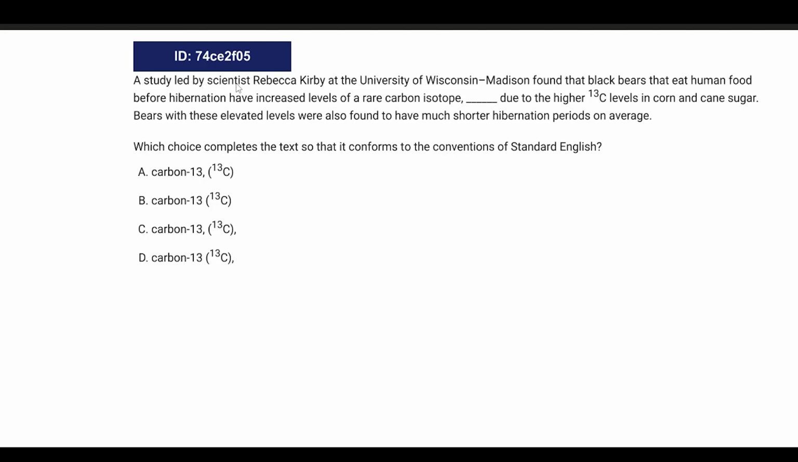A study led by scientist Rebecca Kirby at the University of Wisconsin, so it does not really matter, this part doesn't, found that black bears eat human food before hibernation. Black bears that eat human food before hibernation have increased levels of a rare carbon isotope, comma, and then we have to figure out what this is.